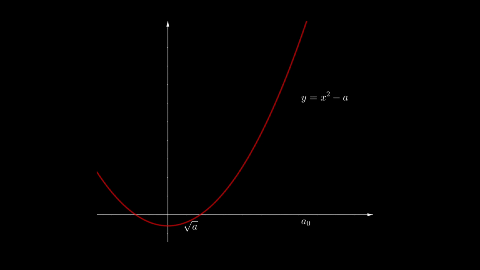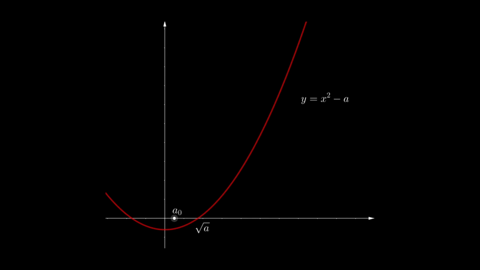Here is the graph y equals x squared minus a, and the positive x-intercept is the square root we want to approximate. We select a very large a0, then construct the tangent to the curve at x equals a0, and the x-intercept of the tangent would be a1. And then we can construct another tangent at x equals a1, and the x-intercept of this tangent would be a2. So you can visually see that the iterations get closer and closer to square root of a.